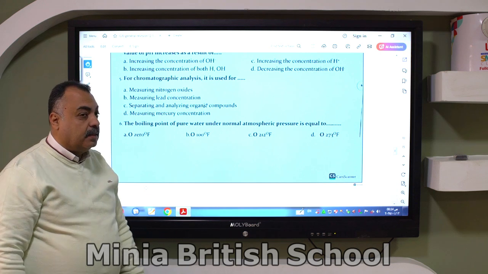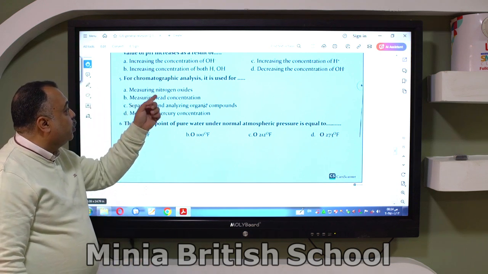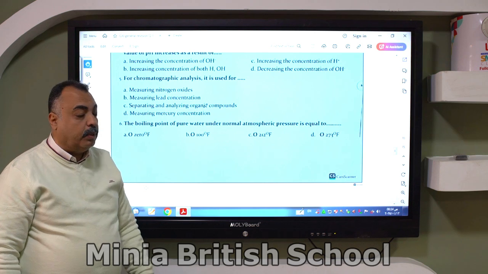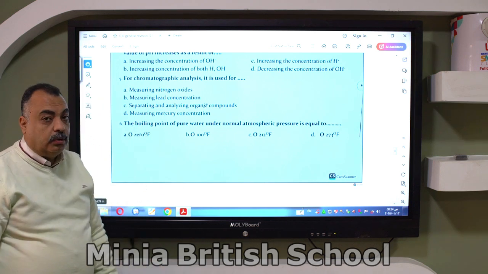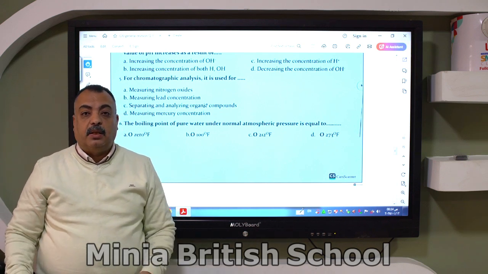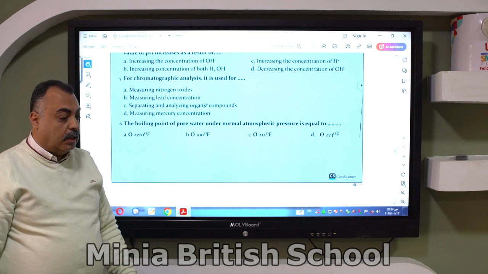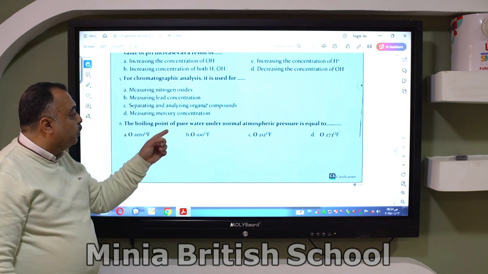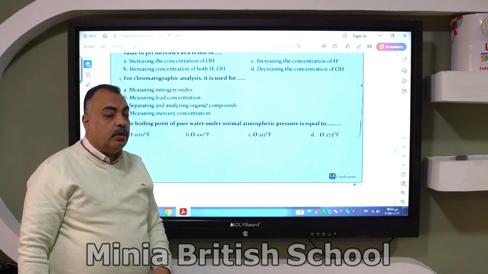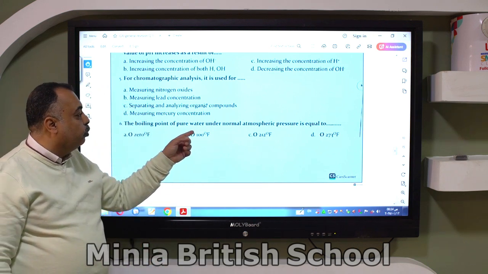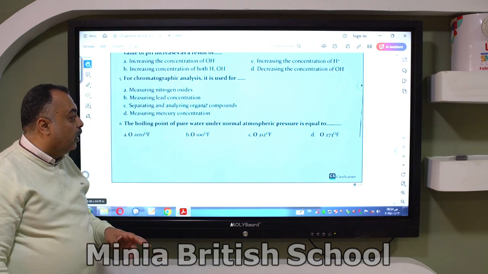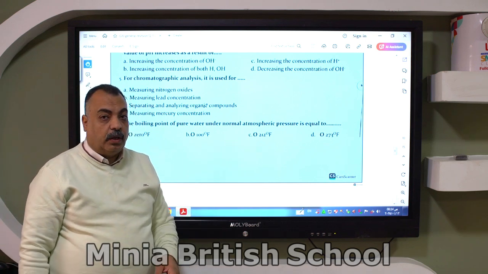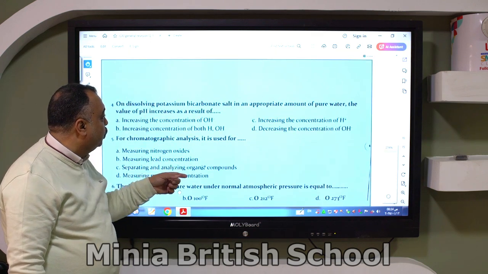Chromatographic analysis is used for measuring nitrogen oxides, measuring lead concentration, separating and analyzing organic compounds, or measuring mercury concentration. Chromatography, as liquid and gas chromatography, is used in, yes, of course, separating and analyzing organic compounds. Okay. The boiling point of pure water under normal atmospheric pressure is 100 degrees Celsius. What about it in Fahrenheit? Yes, of course, 212 Fahrenheit. Very good.